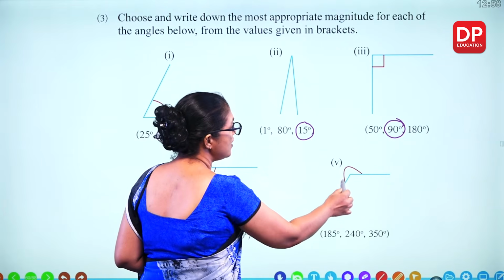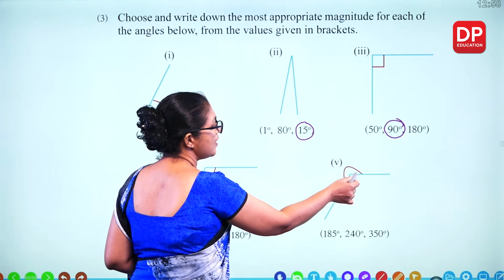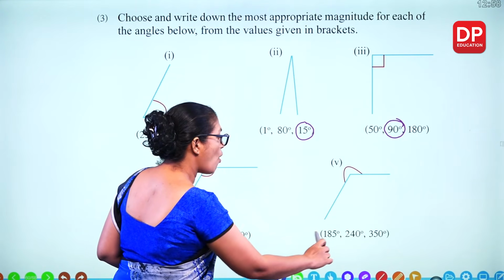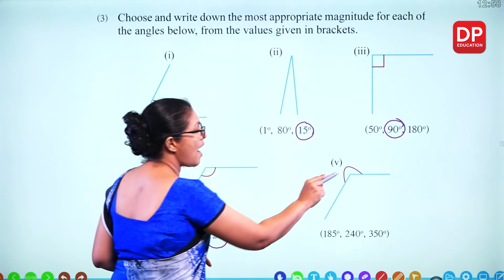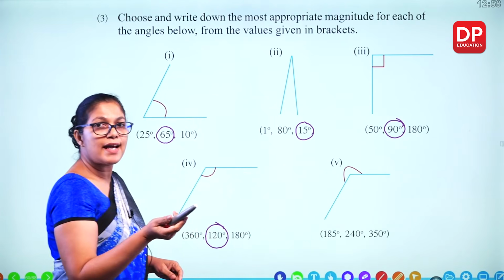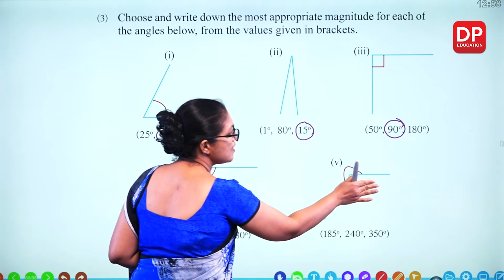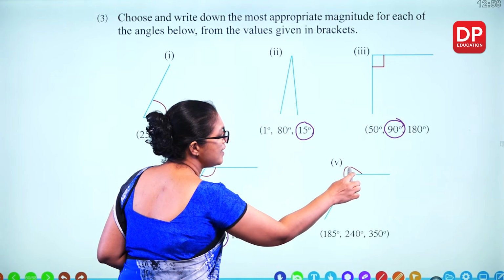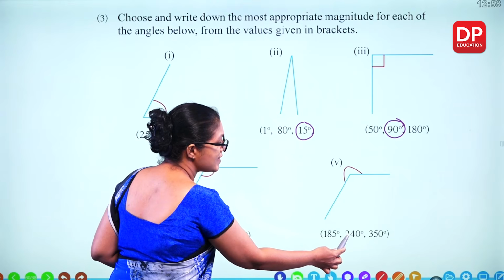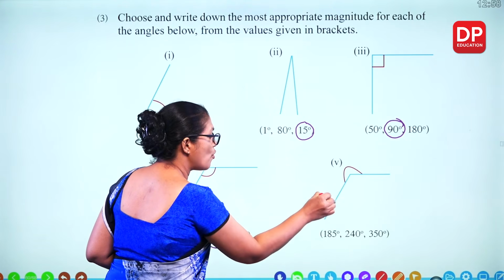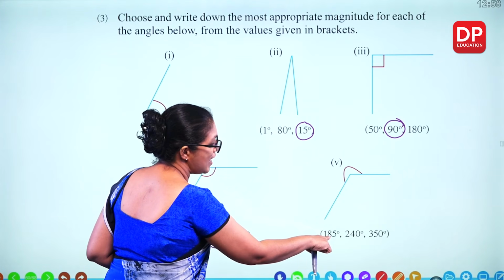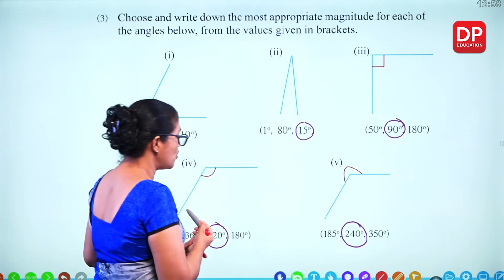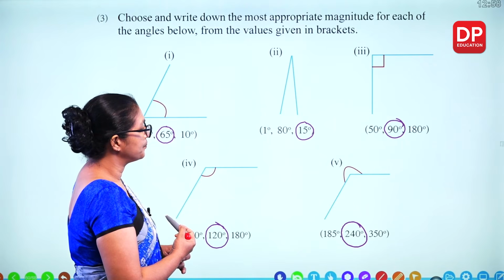Look at this one. This is given as a reflex angle. So out of these, all three are reflex angles, but the other angle is an obtuse angle. So if this is obtuse, you are getting less than 270, but more than this one. So 185 we can't take, so 240 is the suitable one.